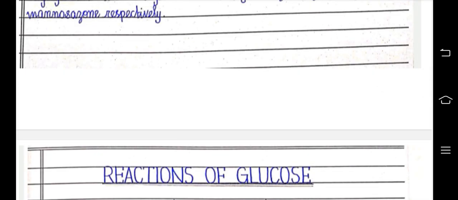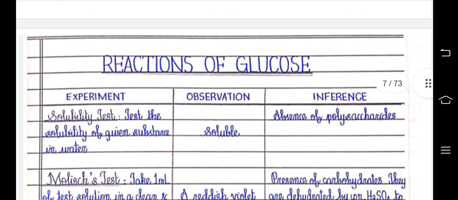So remember, while performing this osazone test, glucose and fructose will develop the crystals earlier, before cooling. But in the case of maltose, the crystals develop only after cooling. They do not form on heating.